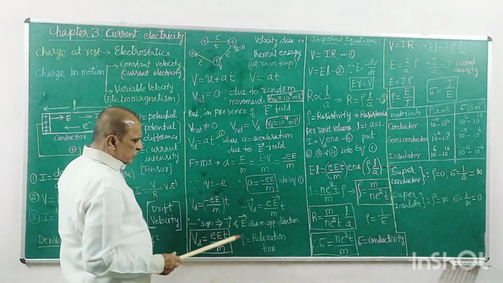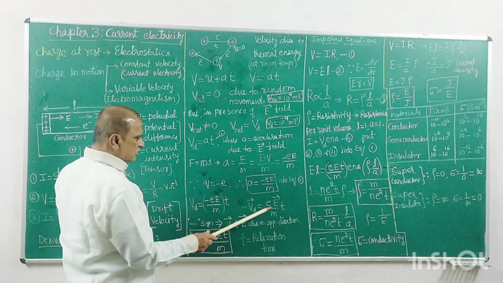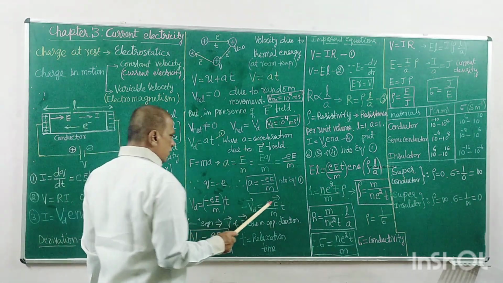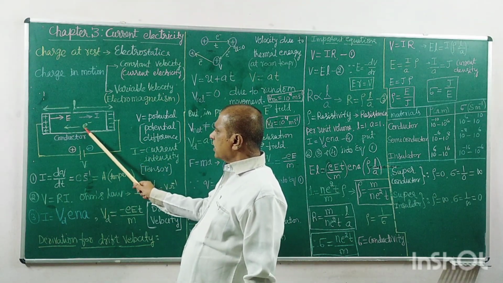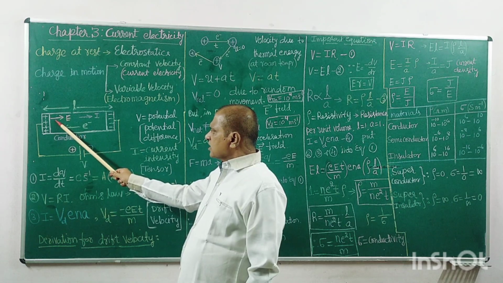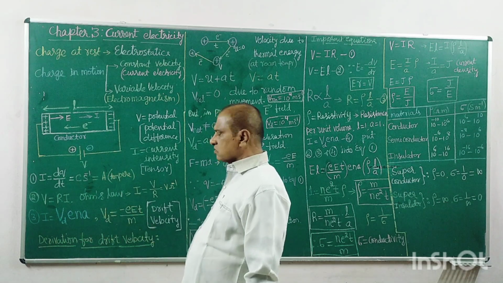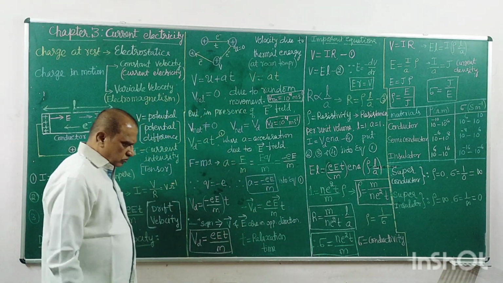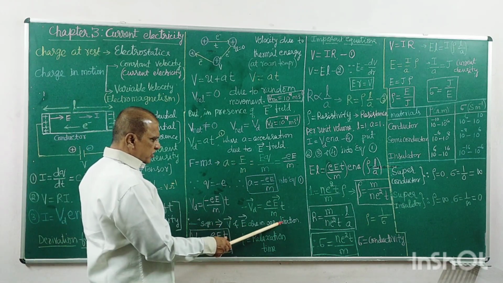So in this equation we have the drift velocity and the electric field. Both are vectors. This is the direction of the electric field, and this is the direction of the drift velocity. Look at this: the direction of electric field and the direction of drift velocity are in opposite directions. So what does that minus sign represent in this equation? The minus sign represents that they are in the opposite direction.